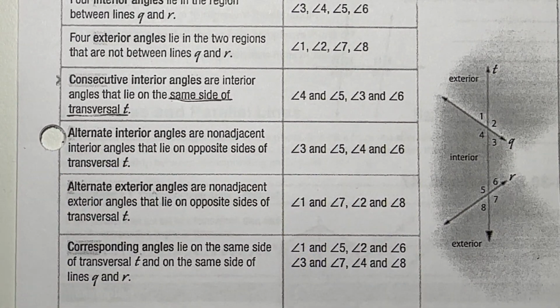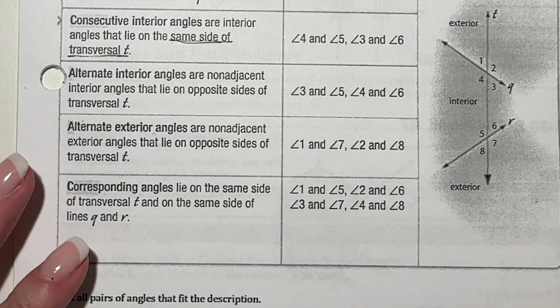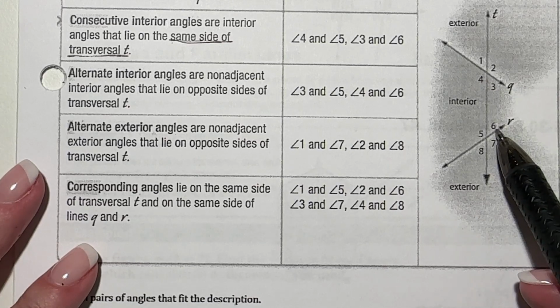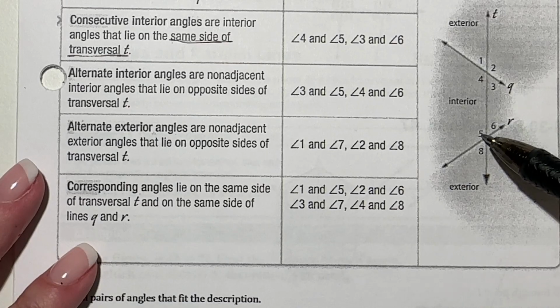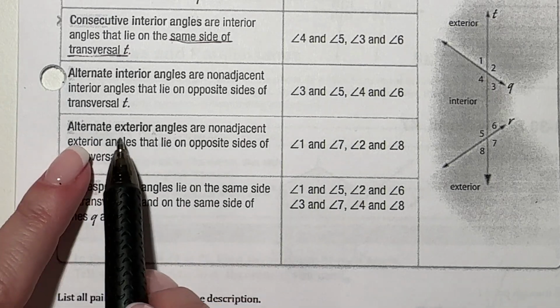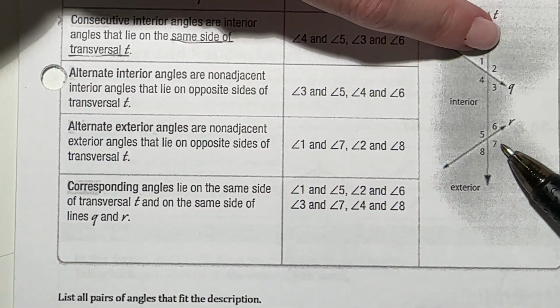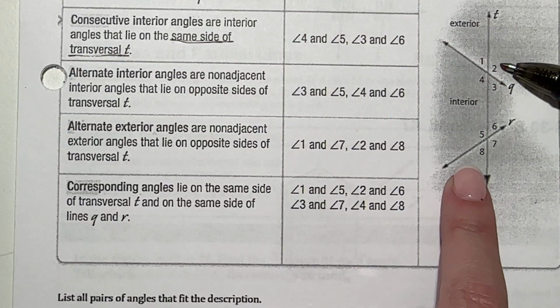That's what consecutive means. Now let's talk about alternate. Alternate clearly means alternate sides of the transversal. So 4 and 6 are alternate interior angles, and 3 and 5 are alternate interior angles. So they're on opposite sides of the transversal, but they're inside. Now we also have alternate exterior. So here's exterior angles that are alternate sides of the transversal. 1 and 7, 2 and 8.